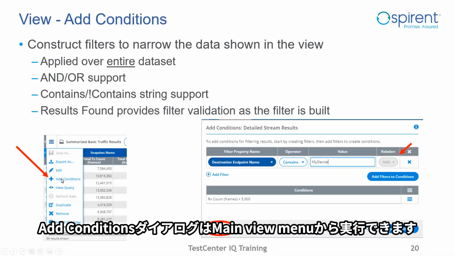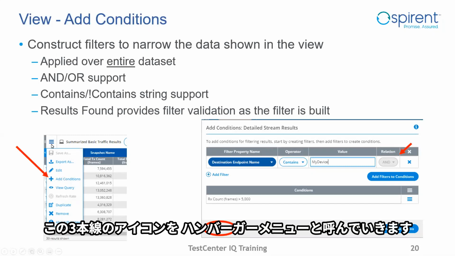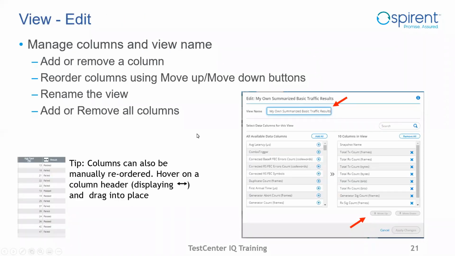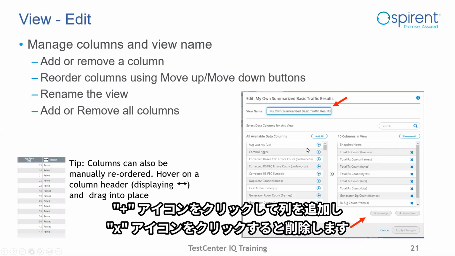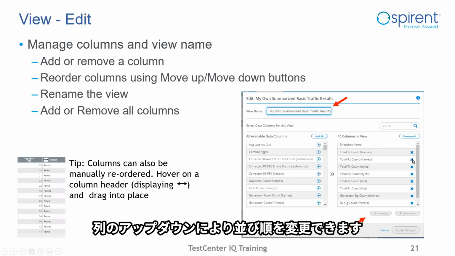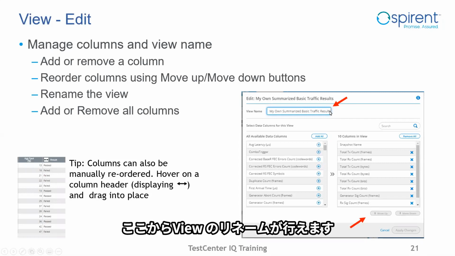The Add Conditions dialog is found in the main view menu. These three lines are typically called a hamburger menu, and this hamburger menu is seen throughout Spirent web applications. The Edit action, also found under the hamburger menu, allows the user to manage the columns in the view and the view name. A column can be added using the plus sign or removed using the X. Columns can be reordered with the move up and the move down. And the view itself can be renamed in this dialog.